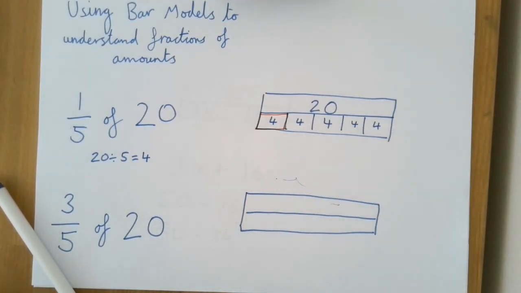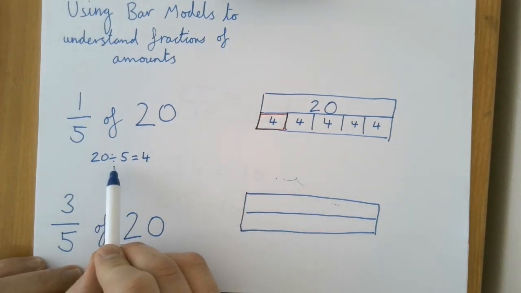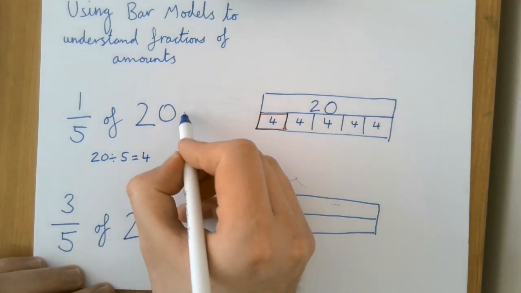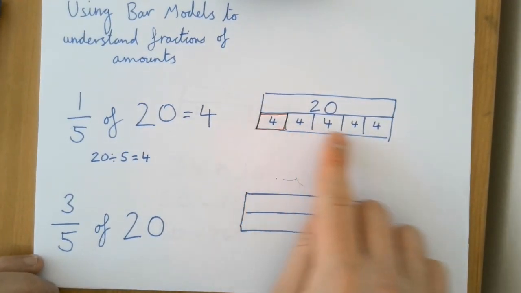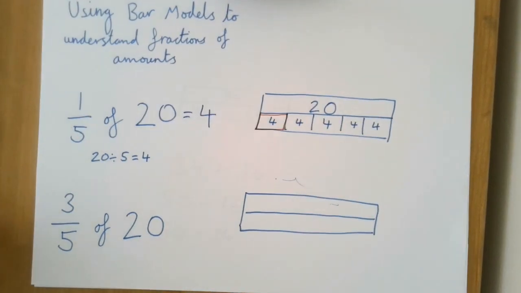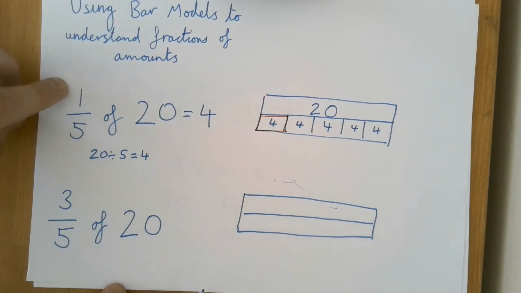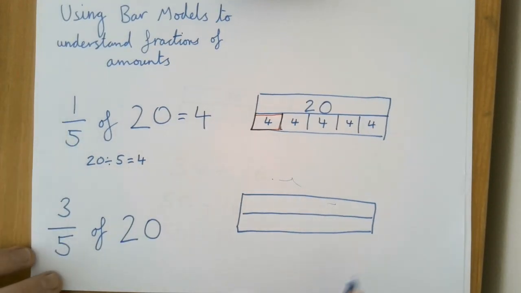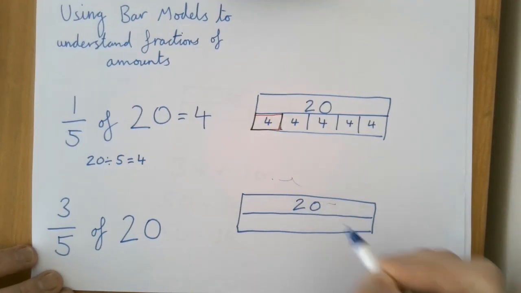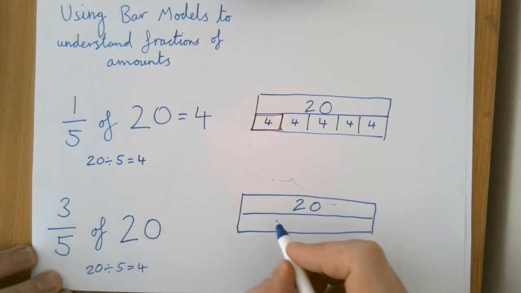So to work out 1/5 of 20, all I need to do is divide 20 by 5, and that would get me to 4. And you can see on my bar model here that 1/5 of 20 is 4. Now, when it's a non-unit fraction, this being a unit fraction as the numerator is 1, like here, 3/5 of 20, we still do that first step of dividing our whole by the denominator. 20 divided by 5, we know that's 4.